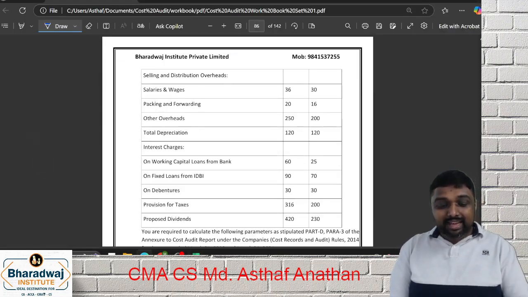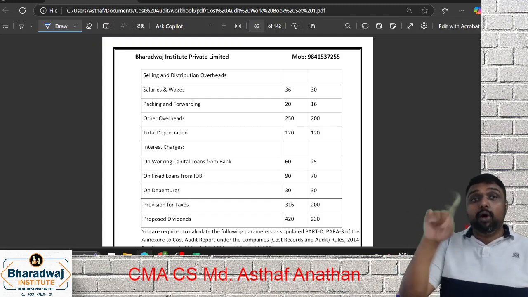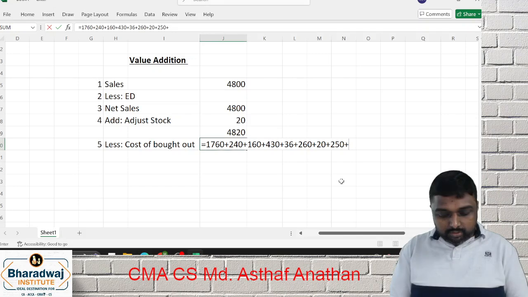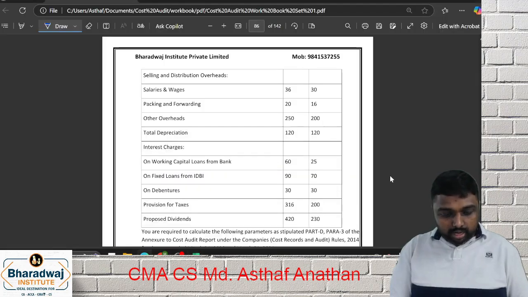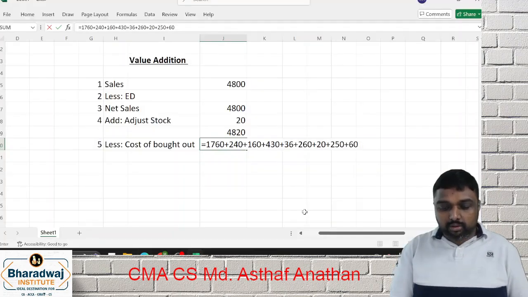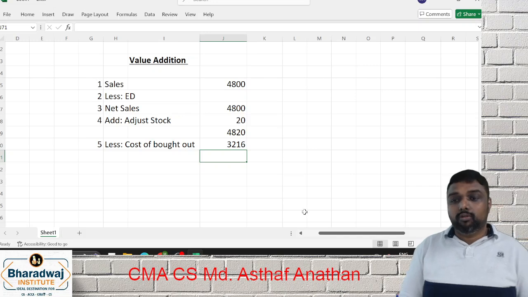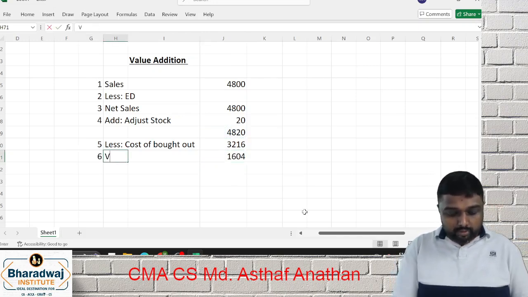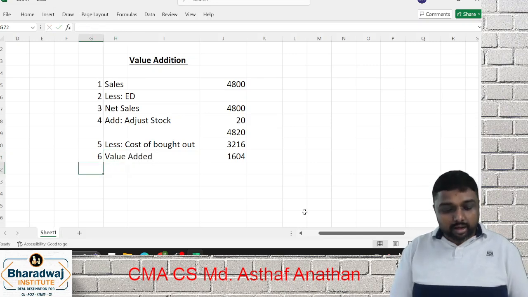Depreciation? No. See, interest will not come, but working capital interest will come. This is very interesting. Working capital interest will come because it's there today. Fixed testing will come. That's all. This is your cost of bought out of goods. If you reduce, this is what your value added. I think we got the same answer only in our class. Yes or no? Now you have to add other income.